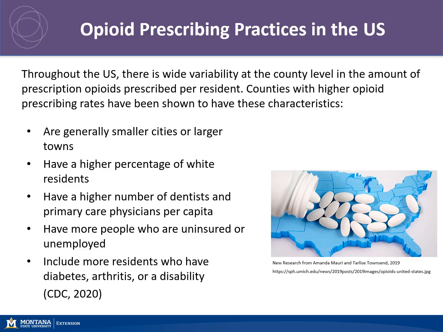Also, counties with a higher number of dentists and primary care physicians per capita have higher rates, as well as those with a higher number of uninsured or underinsured residents. Lastly, those counties having a higher number of residents with diabetes, arthritis, or a disability are also shown to have higher opioid prescribing rates.